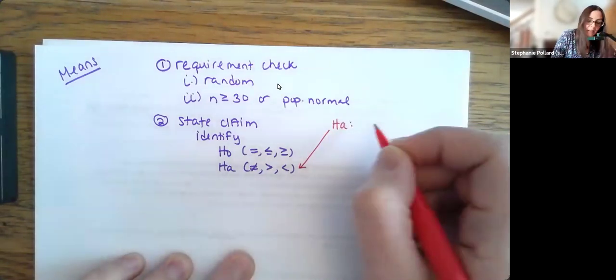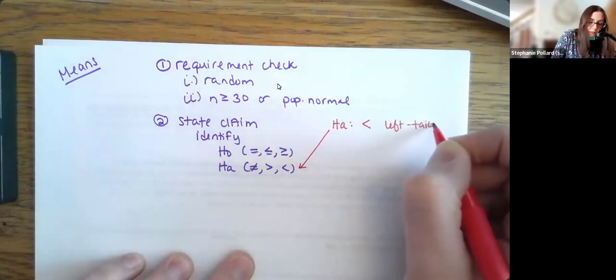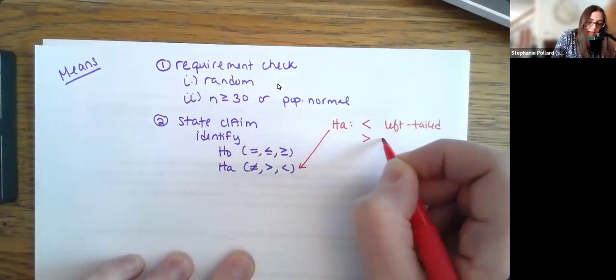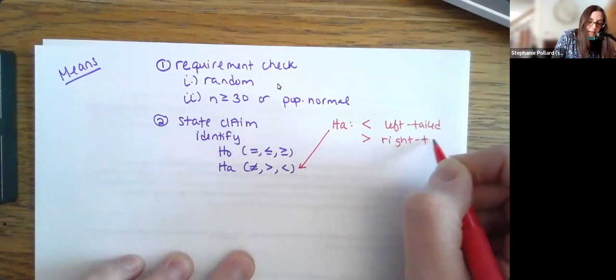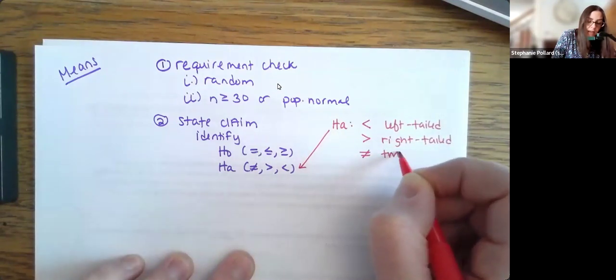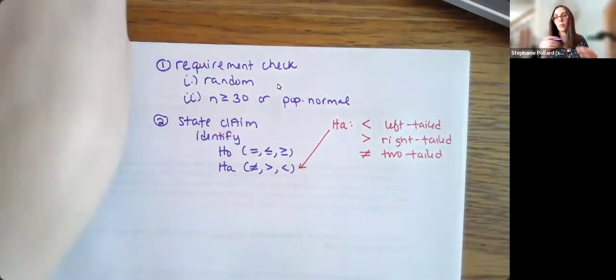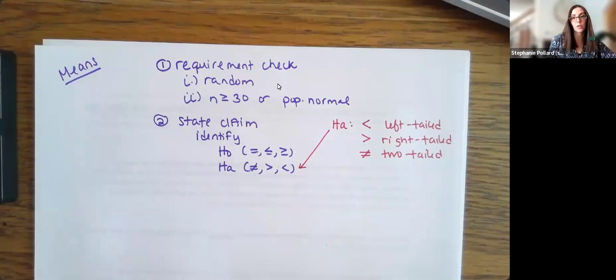So if you have a less than sign, we have a left-tailed test. If you have a greater than sign, you have a right-tailed test. And if you have a not equal to sign, then you have a two-tailed test. So again, that is all consistent no matter which strategy or which distribution you're using when we're testing for means.